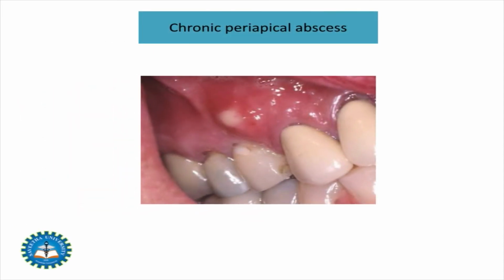Now we are going to the chronic sequelae of events. If the virulence of the organism is decreased and the immunity of the individual is high, then there could be a long-standing intraoral swelling with a sinus opening as seen in this clinical photograph with discharge of pus, and this is called a chronic periapical abscess.